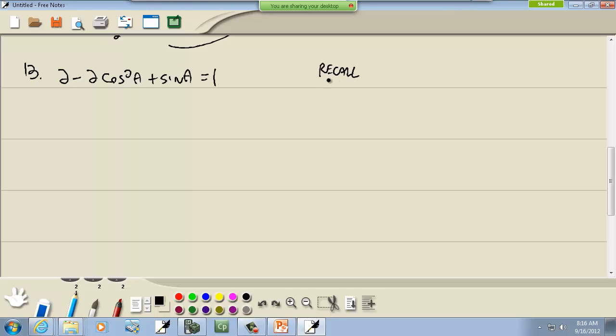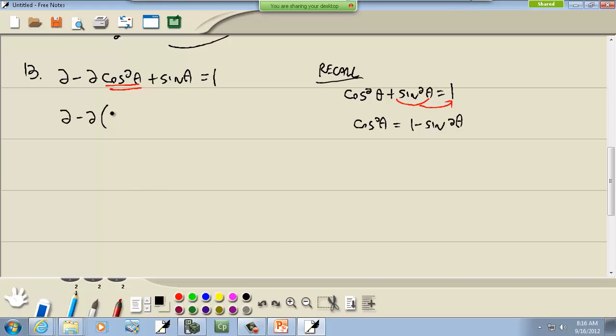Now recall, cosine squared theta plus sine squared theta is equal to 1. And on this one, we could take sine squared to the right side. So we get cosine squared is equal to 1 minus sine squared. So what I could do over here is replace the cosine squared with 1 minus sine squared. So I got 2 minus 2 times 1 minus sine squared theta. And everything else carries down.